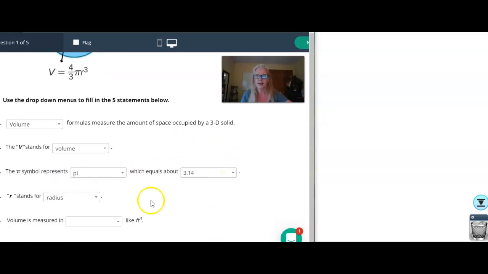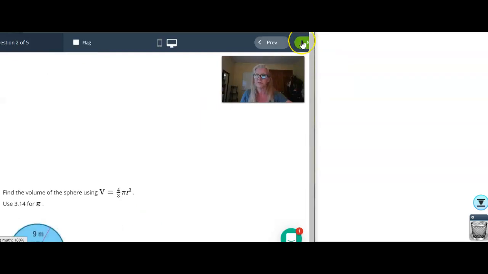Okay, and the last one down here at the bottom, volume is measured in cubic units because we're cubing. So it's cubic, and you write it with an exponent, a small 3, like that. Okay, so that would be the first question.